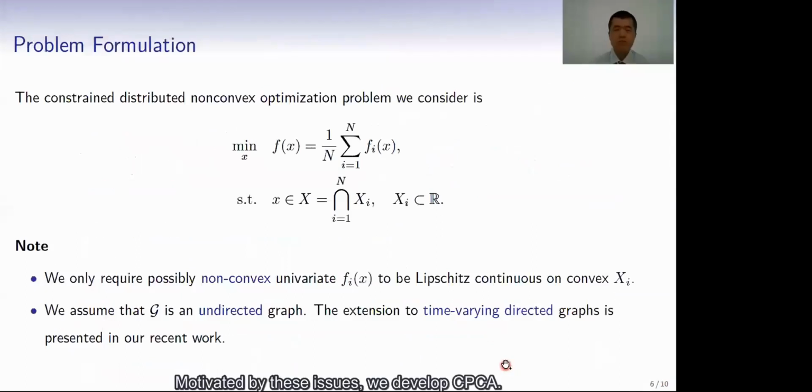Motivated by these issues, we developed CPCA. Specifically, we consider this problem. The objective is the average of local Lipschitz continuous univariate objectives, and the constraint is the intersection of local constraint sets. We make general assumptions on the network model.